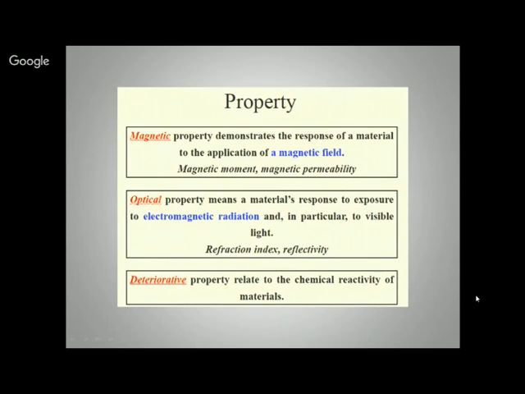The last one is the deteriorative property, that is related to the chemical reactivity of the materials. That is also a very important property, like your iron that picks up rust. So how can you avoid that? By coating some particular material on it or by some other means.